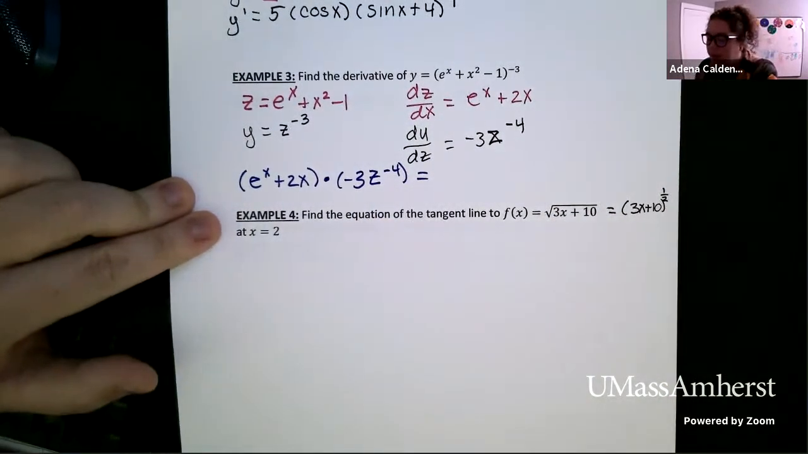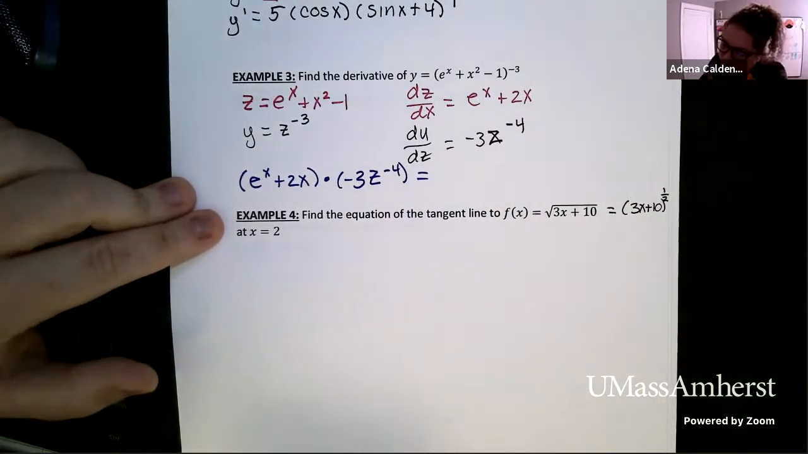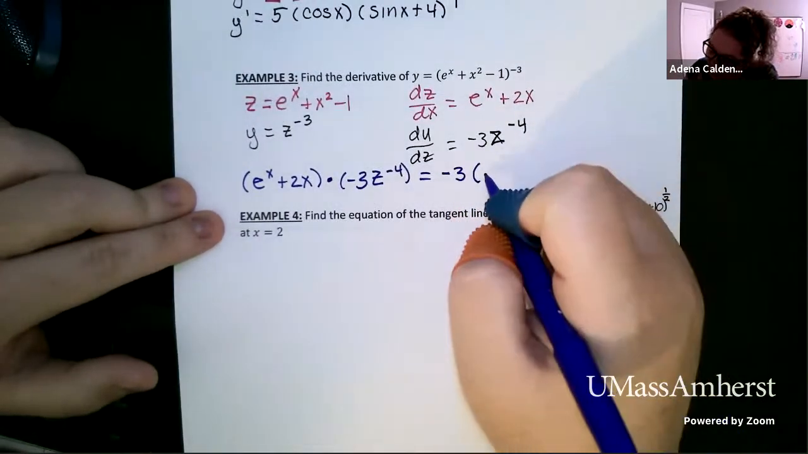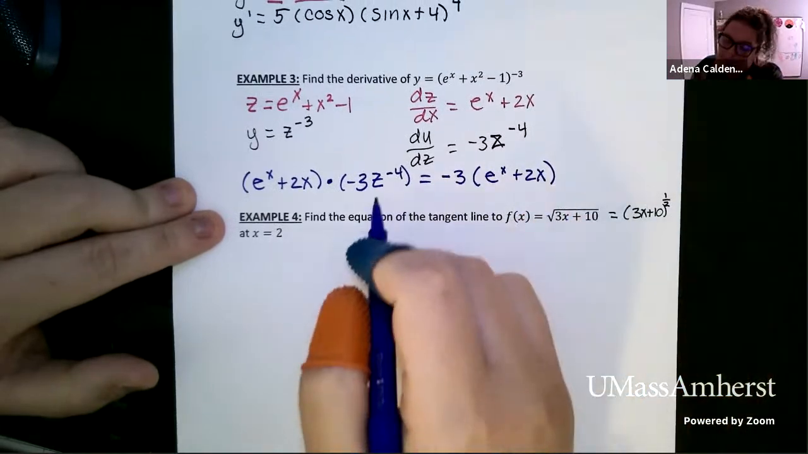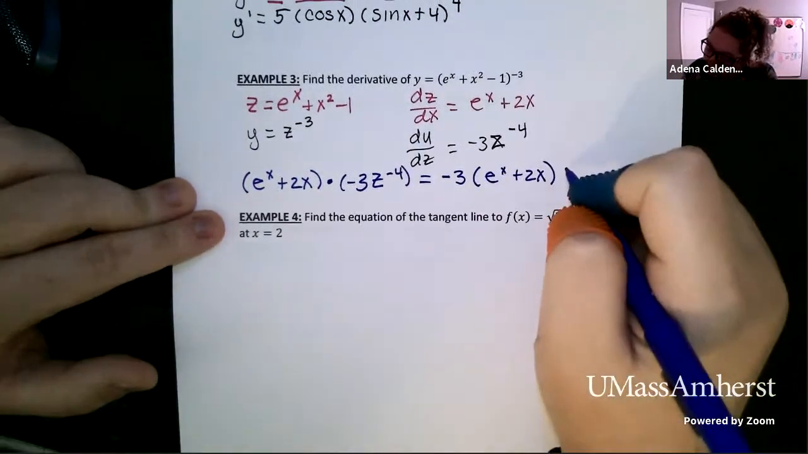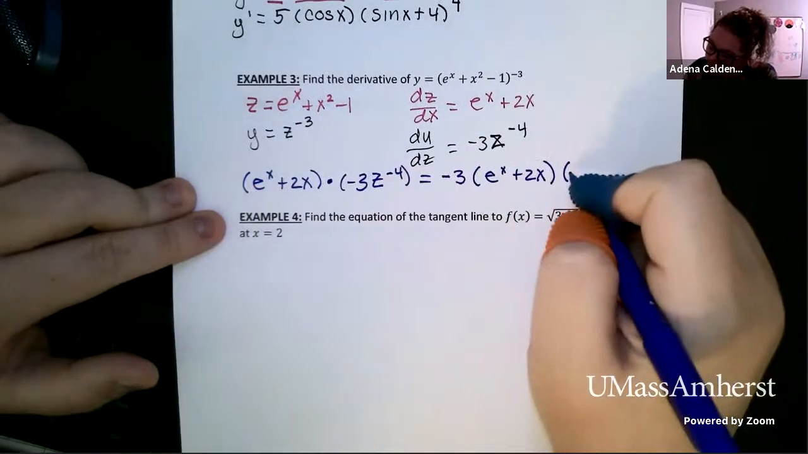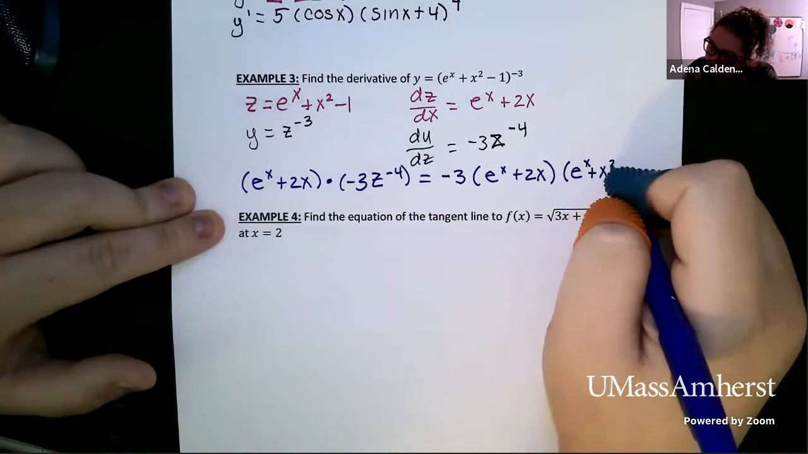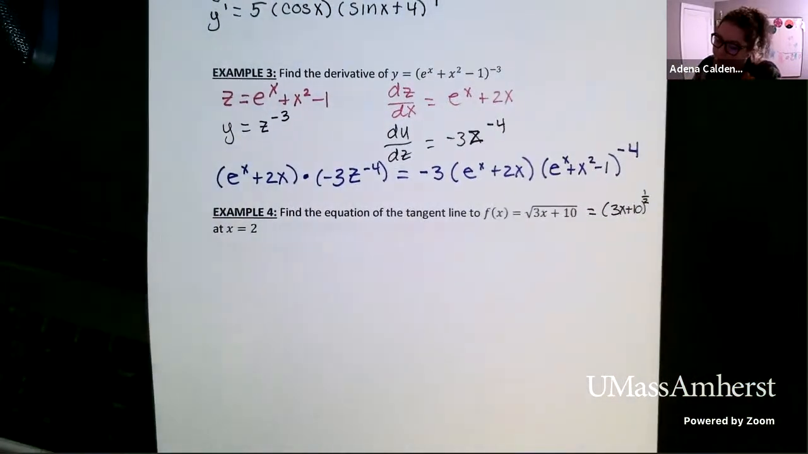And then again, I'm going to do just a little housekeeping here. So this negative 3, which is my constant, I'm going to pull to the front. So I have negative 3 times e to the x plus 2x. And now here I have z to the negative 4. I don't want a z in my answer, so I have to go back to what z was and substitute in. So I have e to the x plus x squared minus 1 to the negative 4 power.